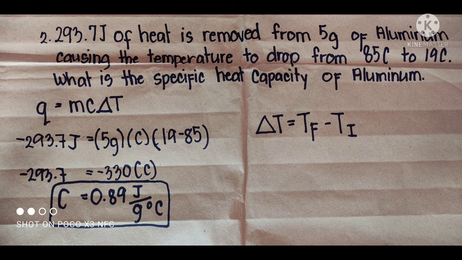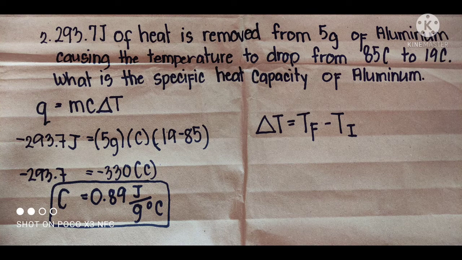Number 2. 293.7 joules of heat is removed from 15 grams of aluminum, causing the temperature to drop from 85 degrees Celsius to 19 degrees Celsius. So what is the specific heat capacity of aluminum? Let's use the same formula now. What is Q in this problem? Q represents the heat energy in joules, but notice that heat energy is removed. So in this case, Q is negative.